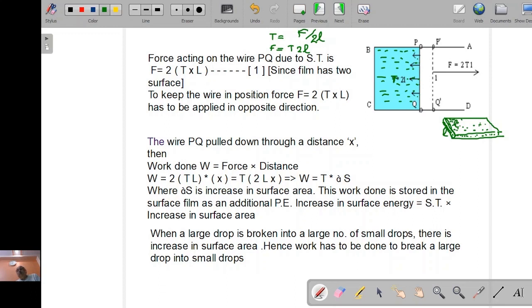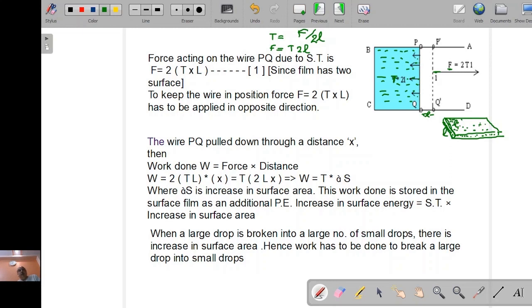Now, to keep the wire PQ at its original position, that is P dash Q dash, as it is shifted by distance x by the surface tension, and we want to bring this wire PQ back to P dash Q dash, we have to apply a force in the opposite direction so that PQ comes again to its original position P dash Q dash. So we have to do some work.